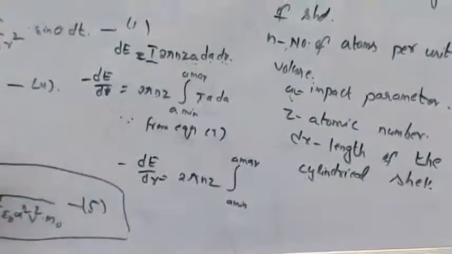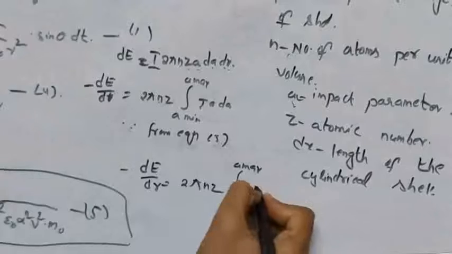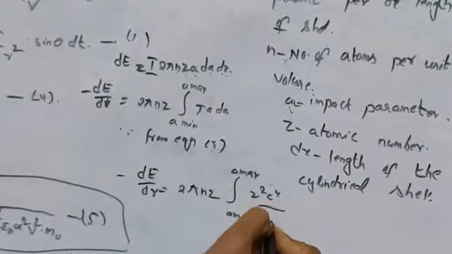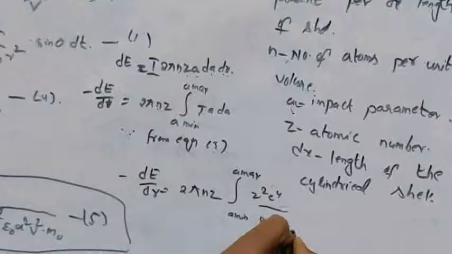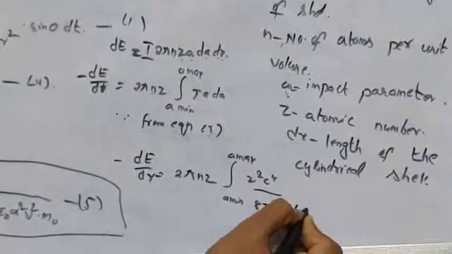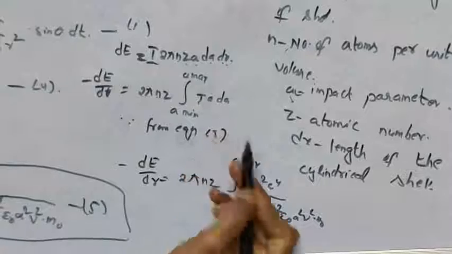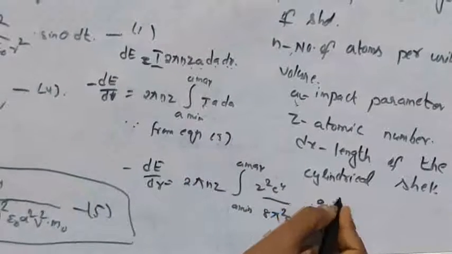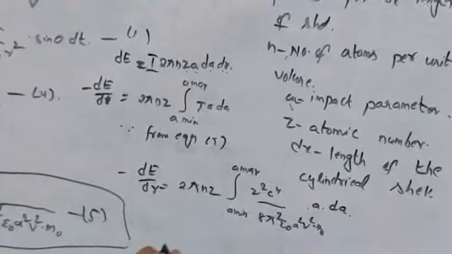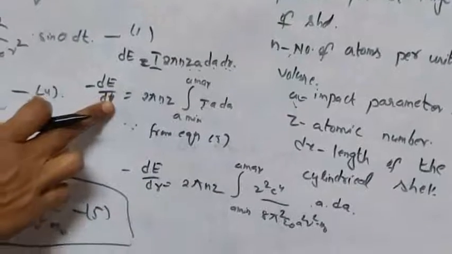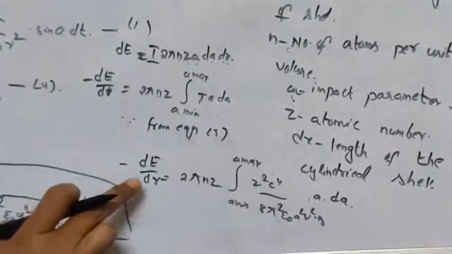Okay, what is the t value? From equation 5, that is z square e power 4 by 8 pi square epsilon naught a square v square into m naught. Then a into dA is there. So a into dA. I have substituted equation 5 in this equation. Then we got minus dE by dx.